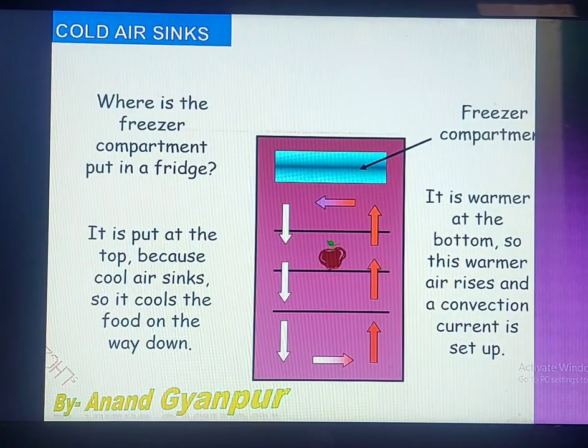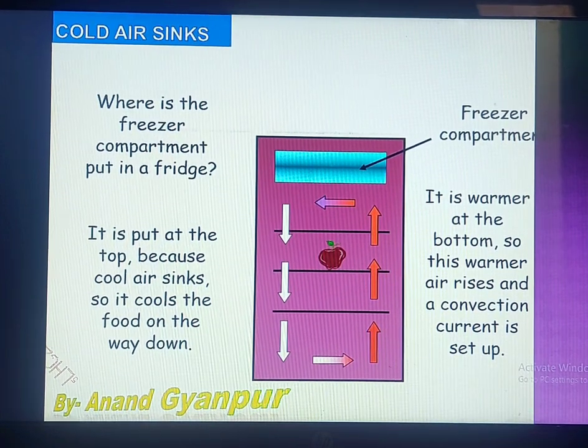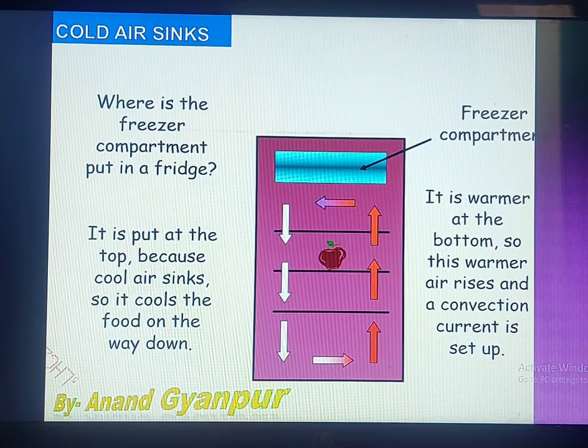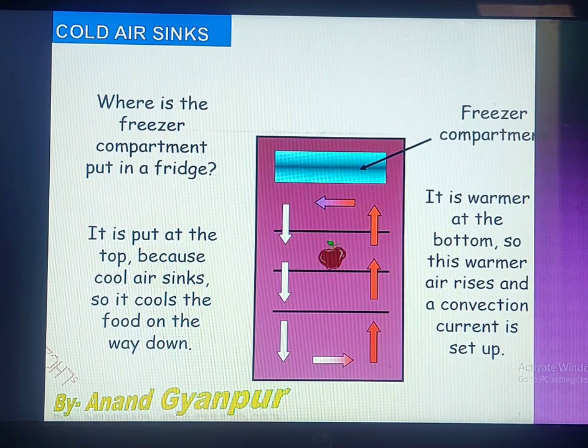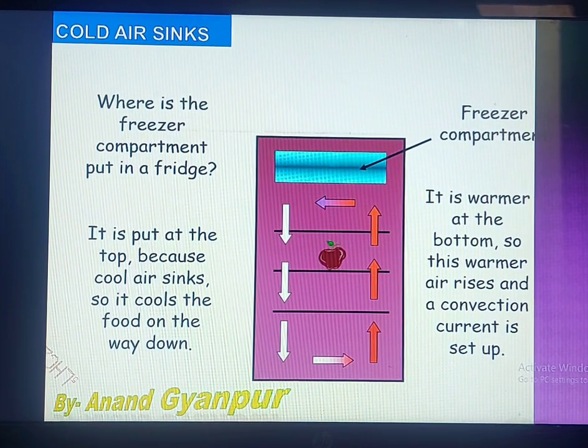Okay, so here is a very good example: the refrigerator. Every home has a refrigerator. Do you know how the refrigerator works? Where is the freezer compartment put in the fridge? Always, the freezer compartment in a single door fridge is on the top side. Why do we put the freezer compartment on the top side? So here is the answer. It is put at the top because cool air sinks, so it cools the food on the way down.